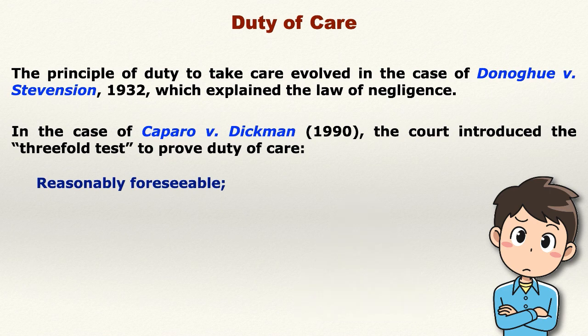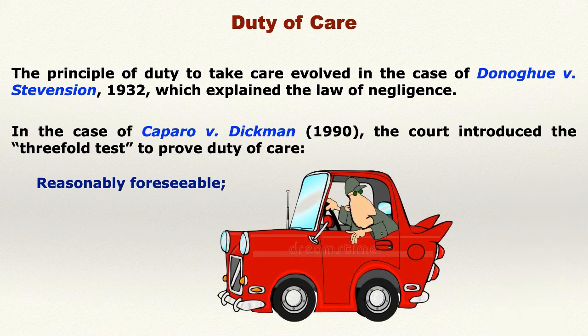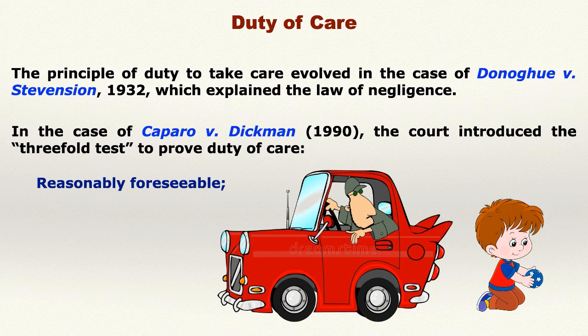For example, if you are taking your car back in order to take a turn, it is your duty to take proper care while taking your car back. Is there someone who can become a victim of your car as you are reversing? So it is your duty to look at your back first and then reverse. So if you didn't do that, you cannot say that you didn't pay attention to your back, because it is reasonably foreseeable.